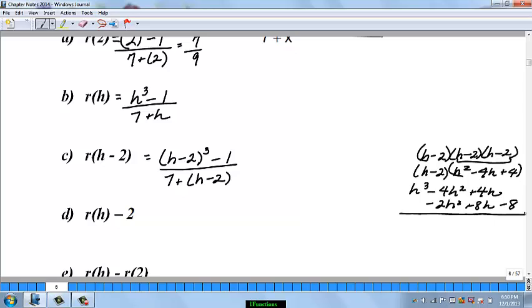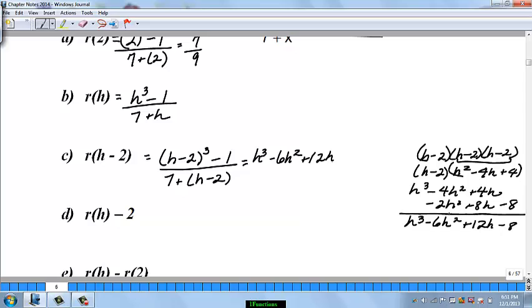And when I did that, I've got h cubed minus 6h squared plus 12h minus 8. So what I'm going to do here is, in this spot, I'm going to put this whole thing. And the only thing is I got to subtract 1, so this is going to turn to a negative 9. So I have h cubed minus 6h squared plus 12h.